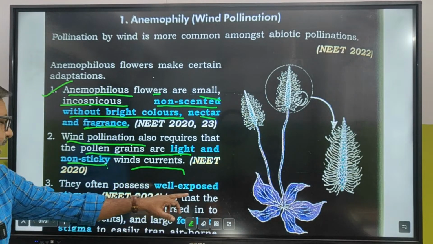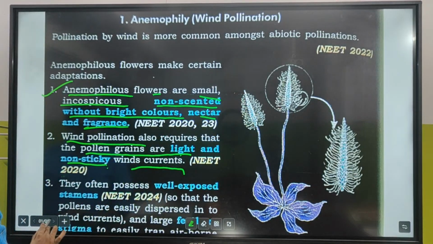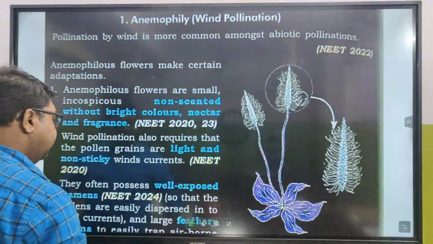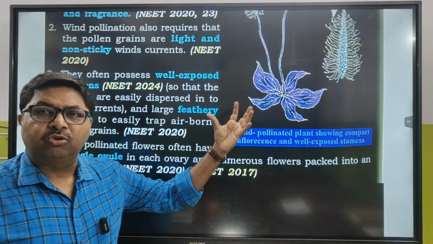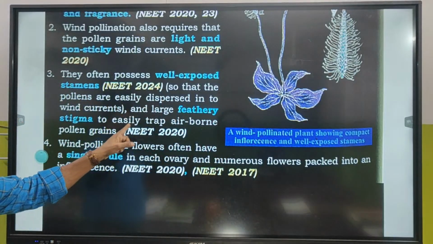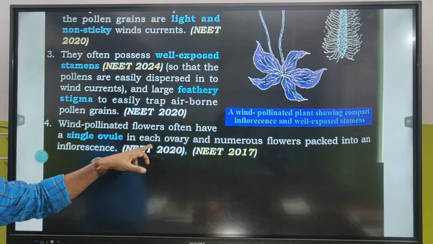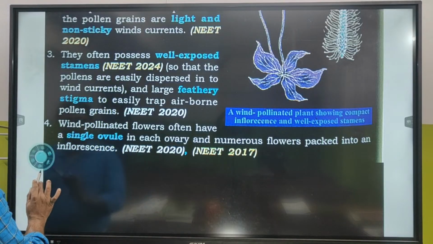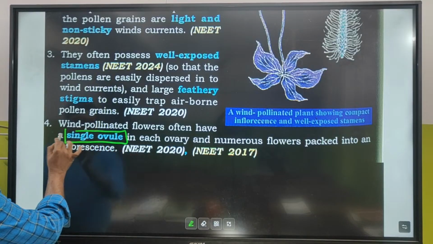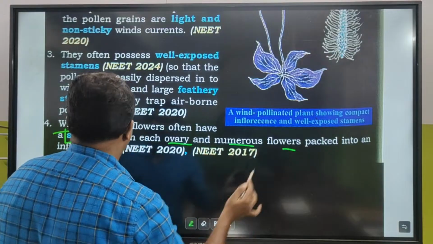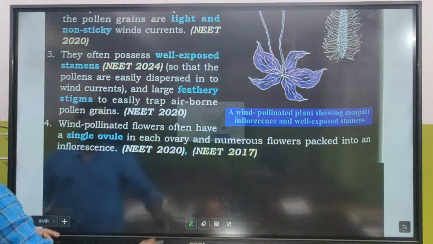They often possess well-exposed stamens, so pollen is easily dispersed into the wind currents, and a large feathery stigma to trap airborne pollen grains. Wind pollinated flowers often have a single ovule in each ovary and numerous flowers packed into an inflorescence. This is important. Clear? So that is about wind pollination.